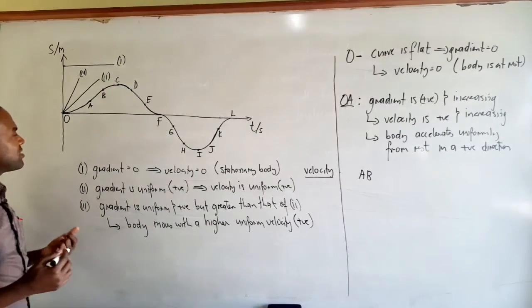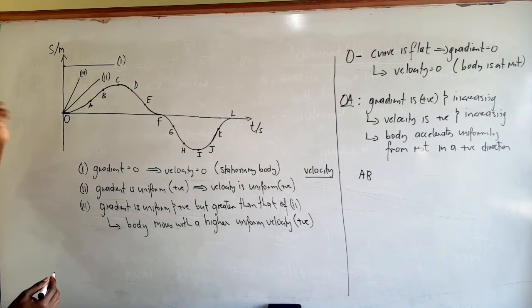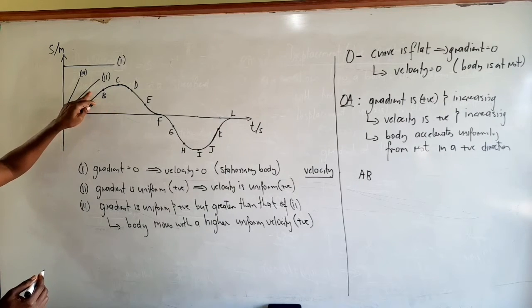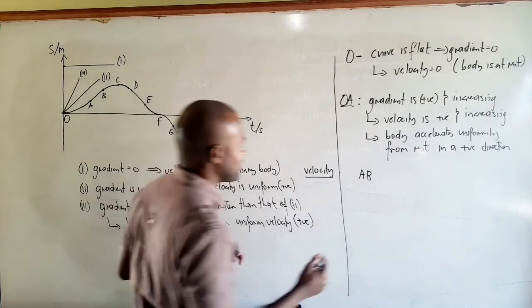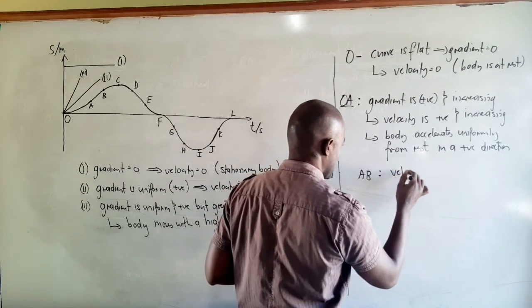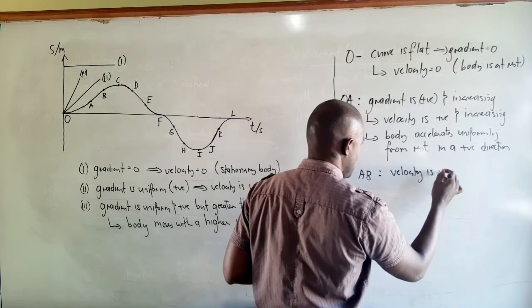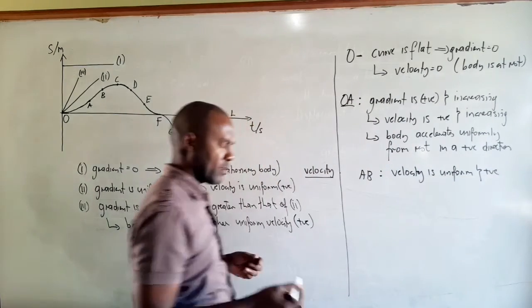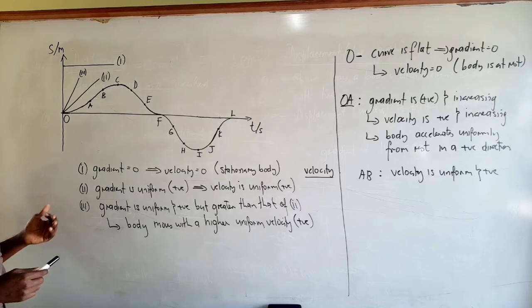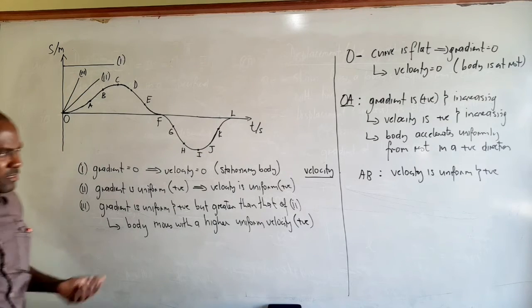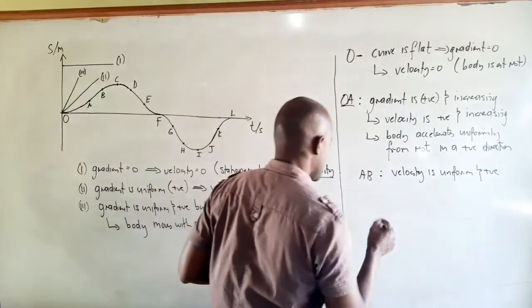And because it's a straight line and sloping upwards, basically the displacement increases uniformly with time, similar to graphs 2 and 3. And this therefore means that the velocity is uniform and still positive, right? So AB, once again, it is a straight line, so that means the gradient is uniform and positive, and this therefore means that the velocity is uniform and positive. All right, let's look at BC.